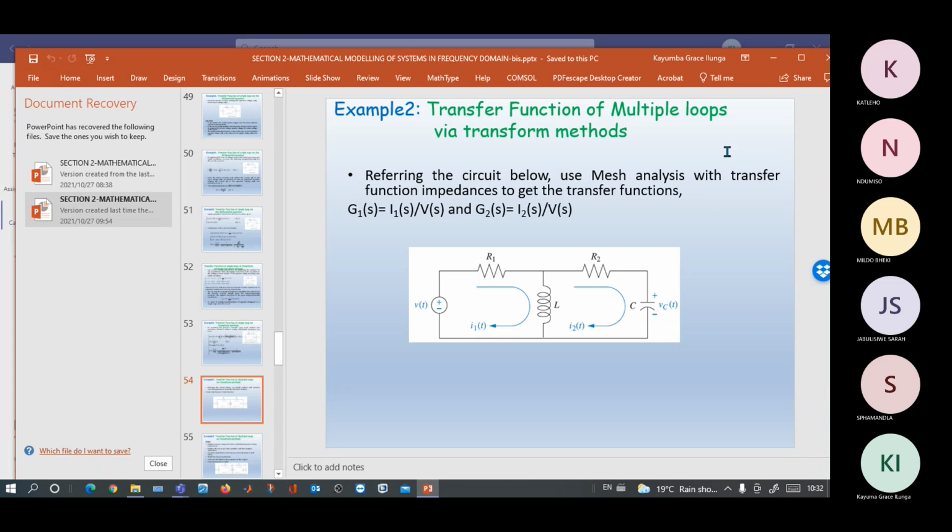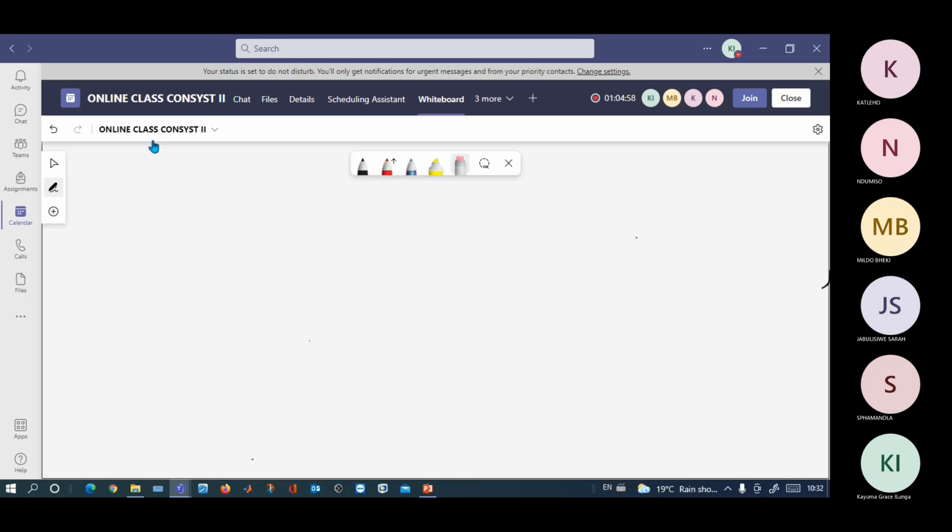So let's now try to draw this. Let's see, R and L, R and capacitor. Let's put it there. So let's try to draw it. We have a resistor, then we have here, then go back.